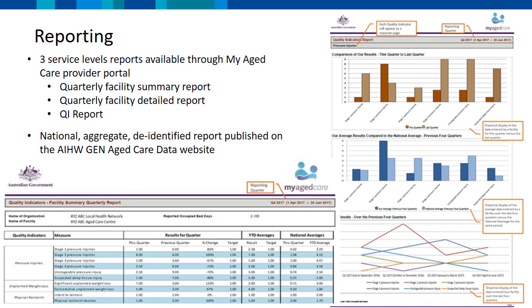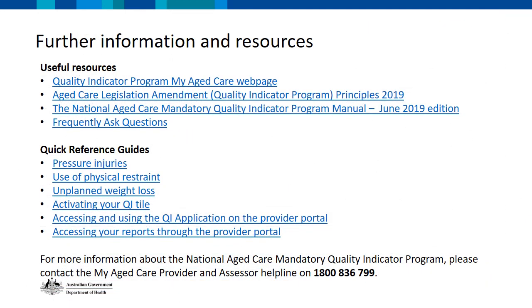The published QI data will include national, state and territory level, participation statistics across all providers and summary statistics for each QI. Data at the individual service level is not published. More information can be found on the Department's website on the National Aged Care Mandatory Quality Indicator Program page. For your convenience, we have listed some of the key QI resources.